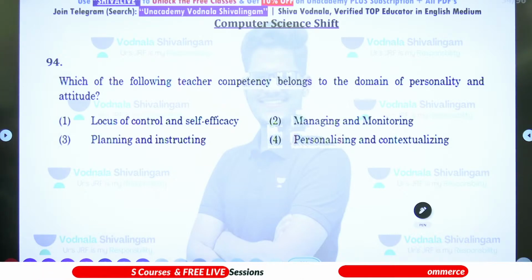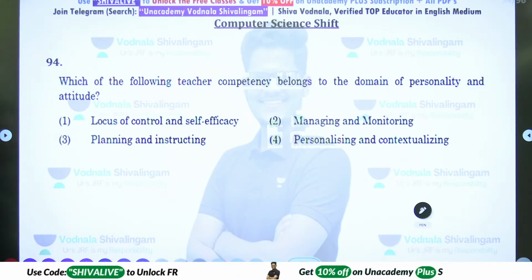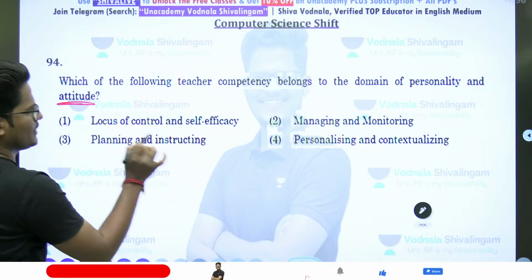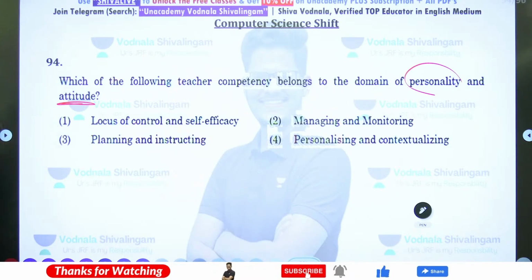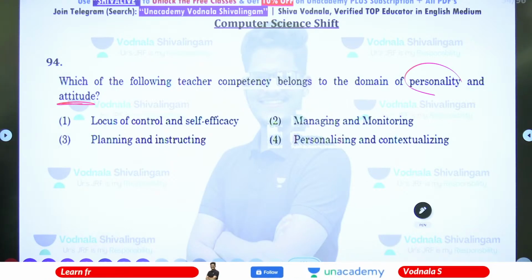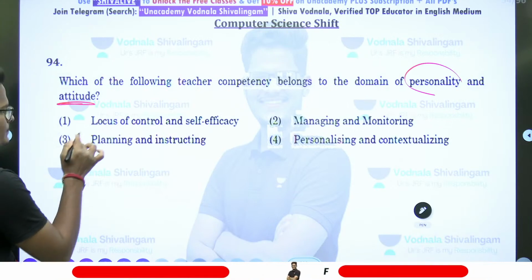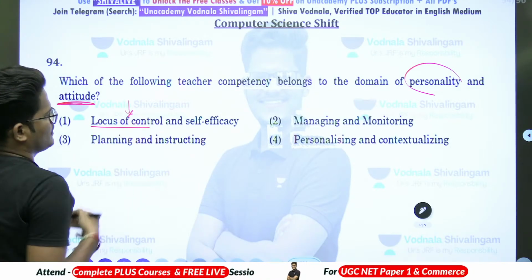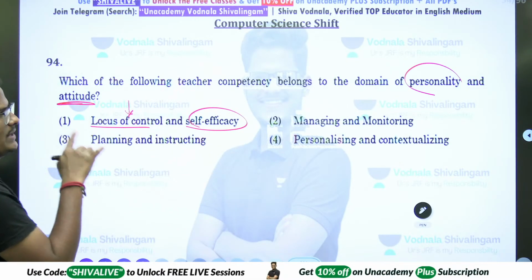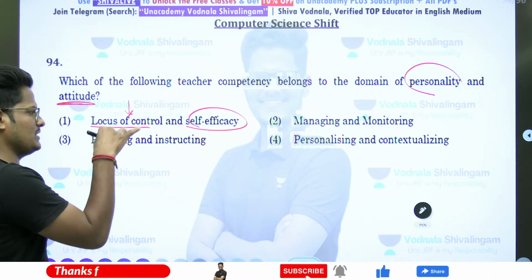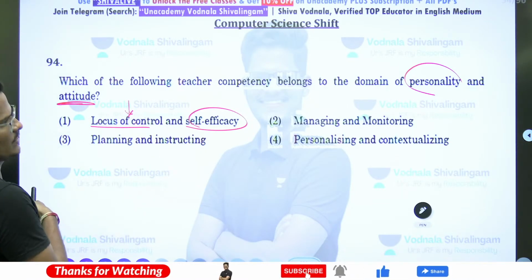Which of the following teacher competencies belongs to the domain of personality and attitude? Attitude and personality. So the answer is 1. Locus of control means self-control or self-efficacy. Self-efficacy, both are speaking about the personality of a teacher only. Locus of control means one's own control and self-efficacy. That's what, both.